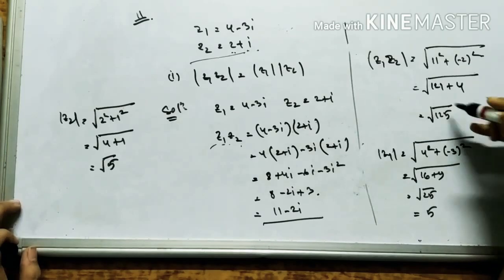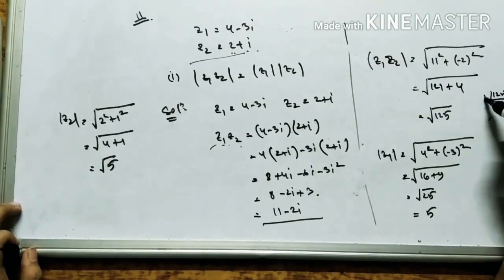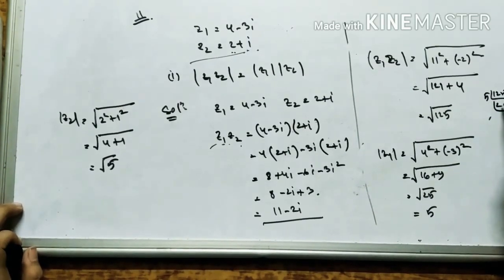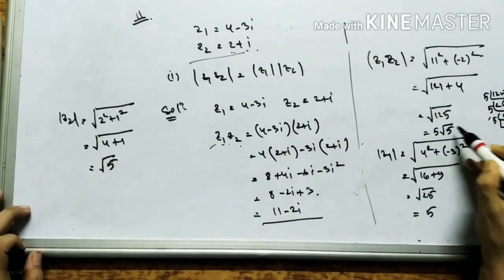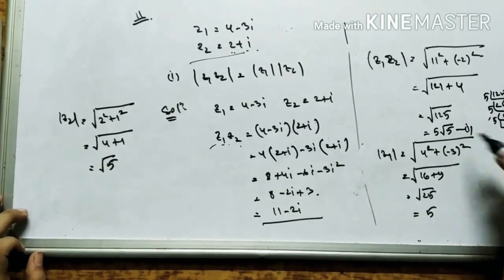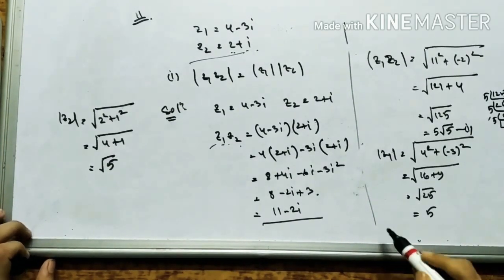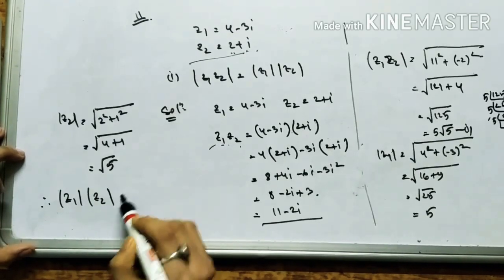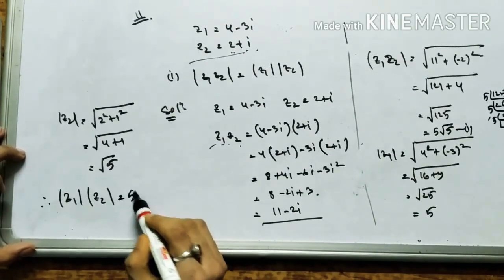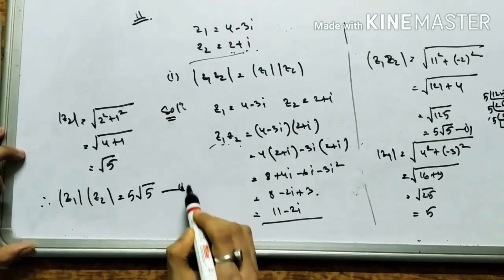In here, one thing I can do: 125, if I take out the prime factorization, 5 to the 25, 5 5 is 5, 1 0. So I can write it as 5 root 5. This is equation 1, 5 root 5. So therefore modulus Z1 into modulus Z2 is equal to 5 root 5. This is equation number 2.